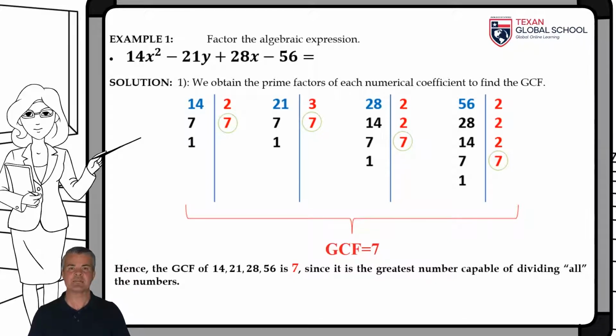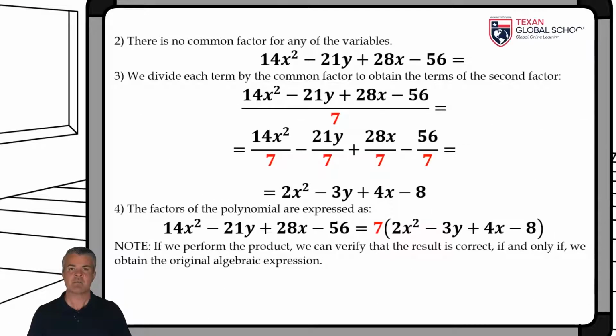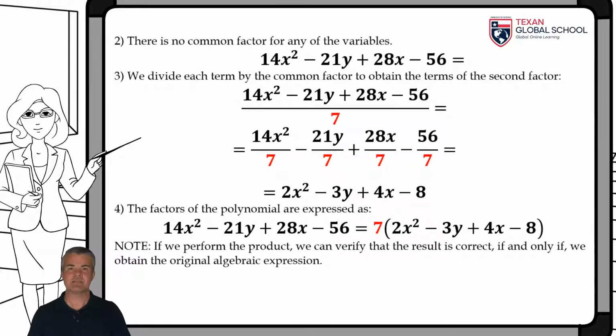First, we obtain the greatest common factor of the numerical coefficients and the independent term. As we can see, we obtain the prime factors of each specific number to detect the greatest common factor, which is 7. There is no common factor for any of the variables since not all the terms have the same variable. We divide each term by the common factor to obtain the terms of the second factor. In this way, the factors of the polynomial are 7 times 2x squared minus 3y plus 4x minus 8.